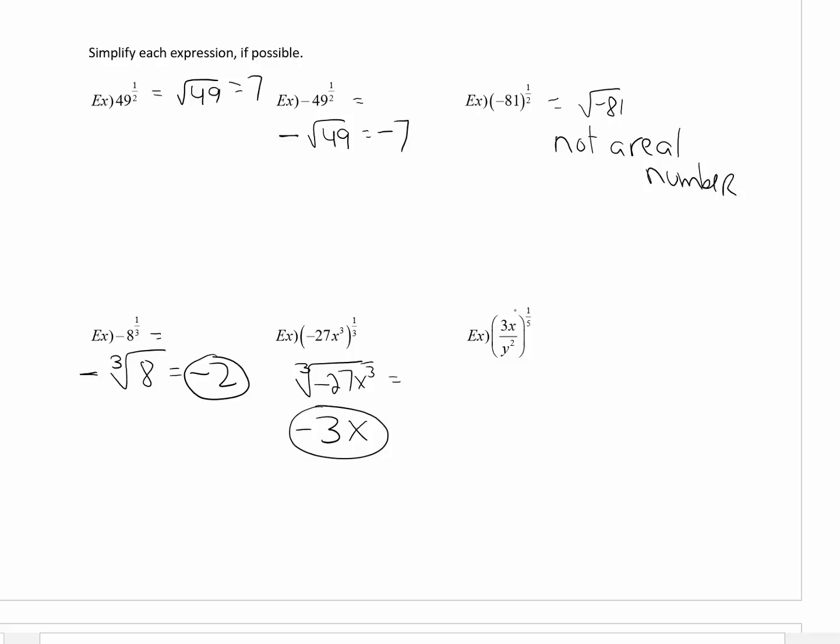This particular example is taken to the 1/5. So when I rewrite this, it will be the 5th root of 3x divided by y squared. I can't simplify any further, so I'll leave it like this.